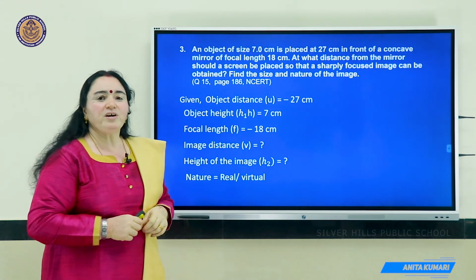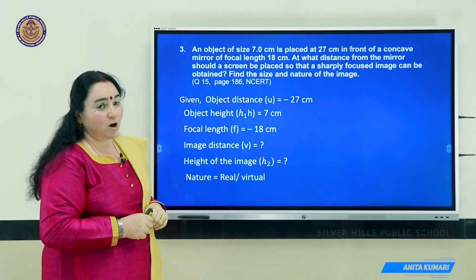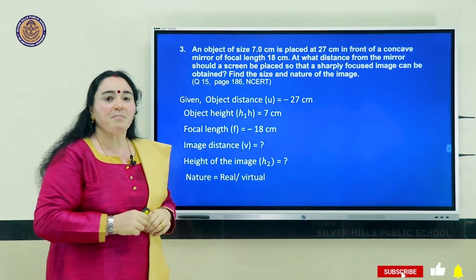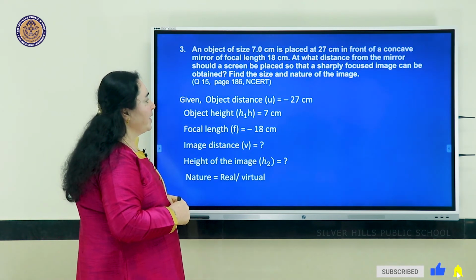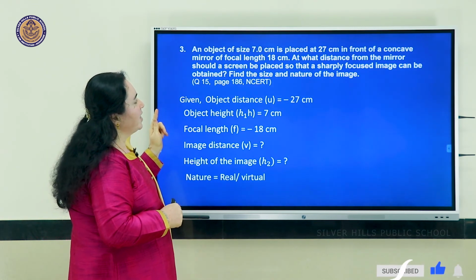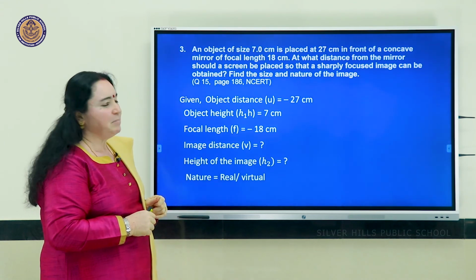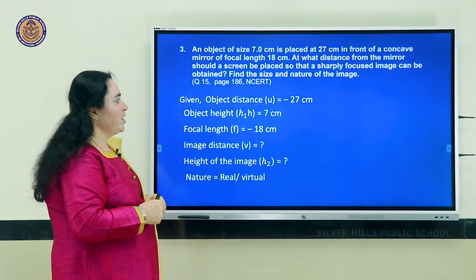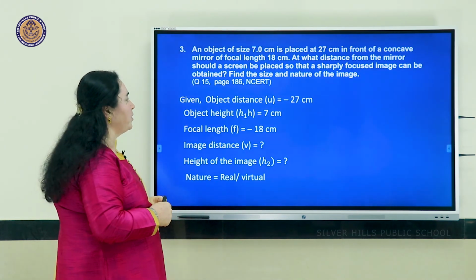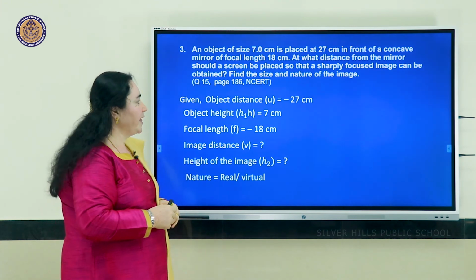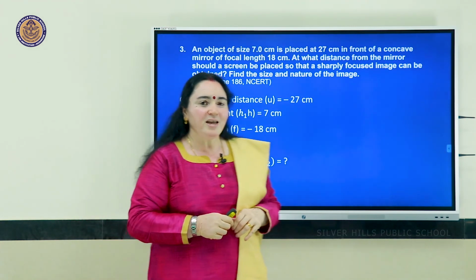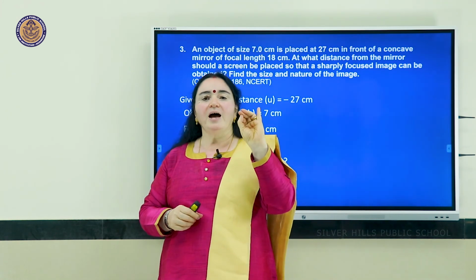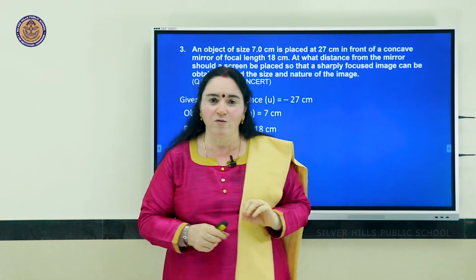And the mirror used over here is a concave mirror. So concave mirror will have its focal length as a negative value. So I'm going to get it as minus 18 centimeter. And they're asking us, at what distance from the mirror should a screen be placed? They're asking us, what is the image distance over there, so that a sharp focused image can be obtained. Find the size and the nature of the image. So there are 3 variables here that are to be calculated: your image distance, height of the image, and nature of the image.